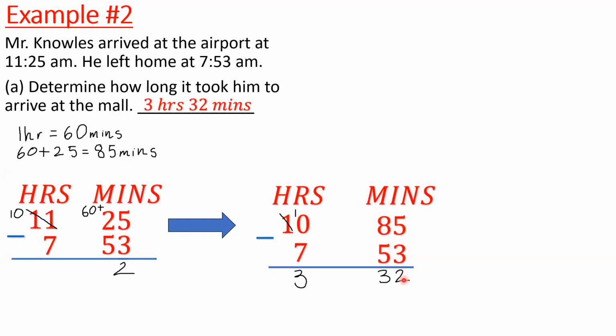5 minus 3 is 2. 8 minus 5 is 3. And 10 minus 7? 3. That's how we get our answer. All right, thank you.